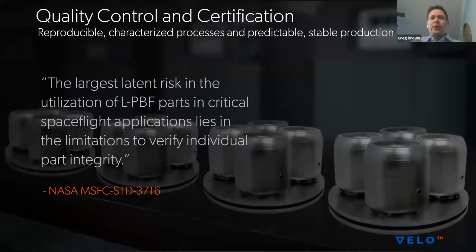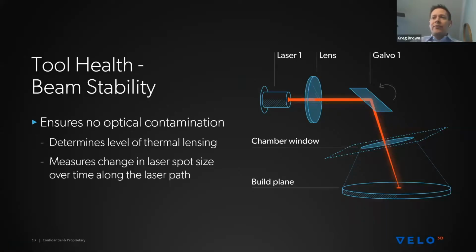So why is all this important? Well, one of the big things for serial production is that having reproducible, characterized processes and predictable, stable production is key to the adoption of powder bed fusion, because the biggest thing that's holding it up, and this is a quote from NASA here, is that there's a huge amount of latent risk in trying to use powder bed fusion parts in critical applications, mainly because of the ability to verify individual part integrity. So the inability to identify whether or not machines are healthy and whether or not the builds themselves are healthy is one of the key things that needs to be overcome to get widespread adoption of this technology. So what are the different subroutines?